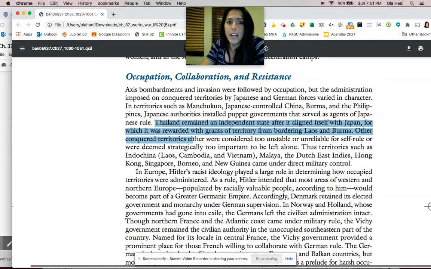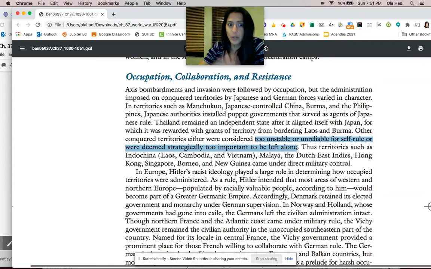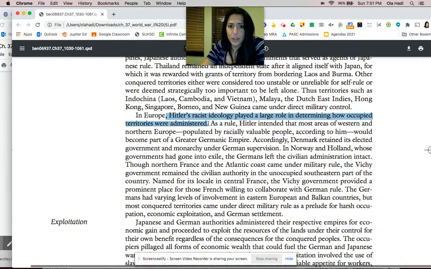Some states, if they worked with the occupying power, might be awarded land and allowed to independently run itself, so long as they were doing things that were in line with what the occupying power wanted. So Thailand, for example, won some territories nearby Laos and Burma. Other places were considered too valuable or too strategic to be left alone, so they were militarily occupied. So areas like Indochina, so Laos, Cambodia, Vietnam, Malaya, the Dutch East Indies, Hong Kong, Singapore, Borneo, New Guinea, they're being ruled directly.